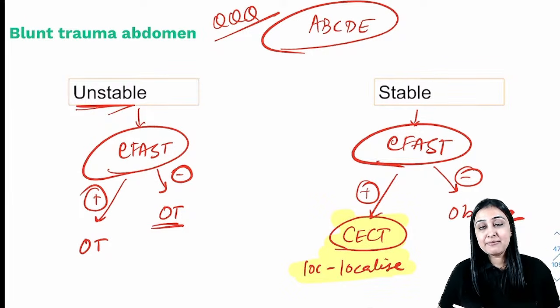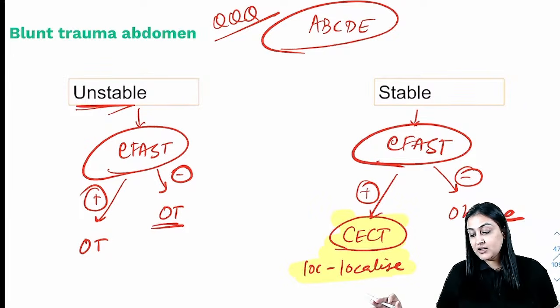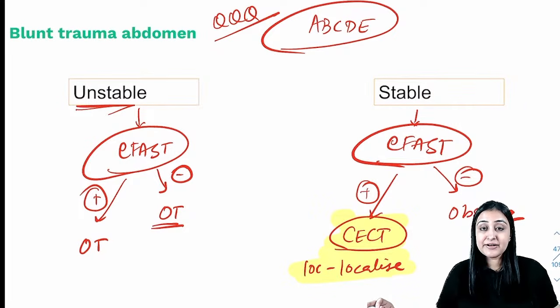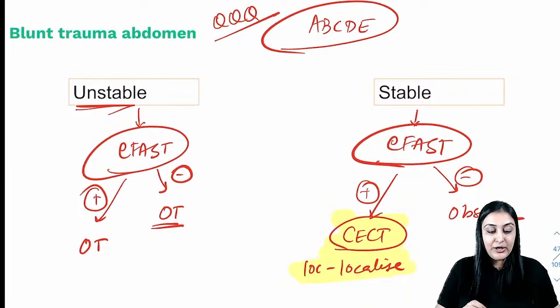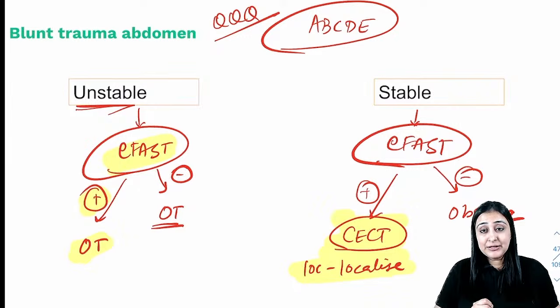The question that came to mind: Ma'am, then why do E FAST at all? If ultimately we had to send to OT, then why did we do E FAST, right? The point is we get a perspective. If E FAST is positive, do I know that the patient is bleeding into abdomen? We need to explore his peritoneum first.